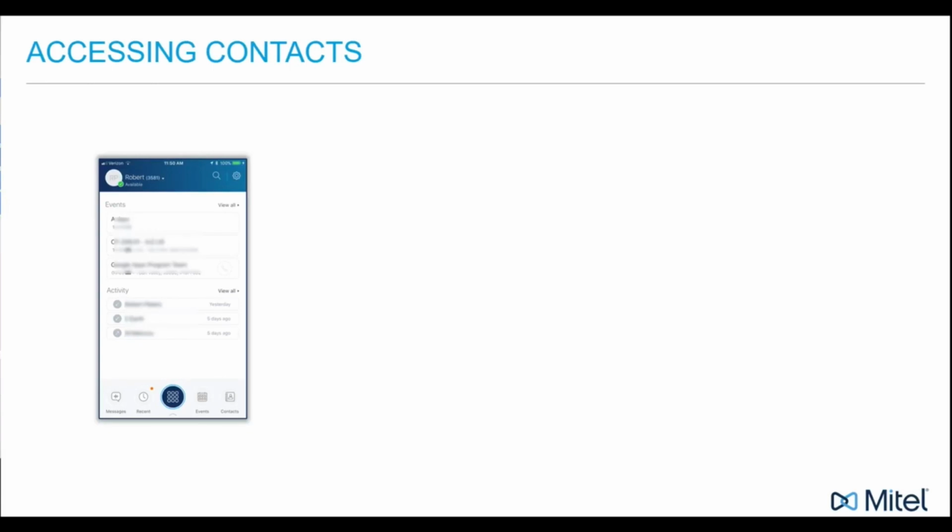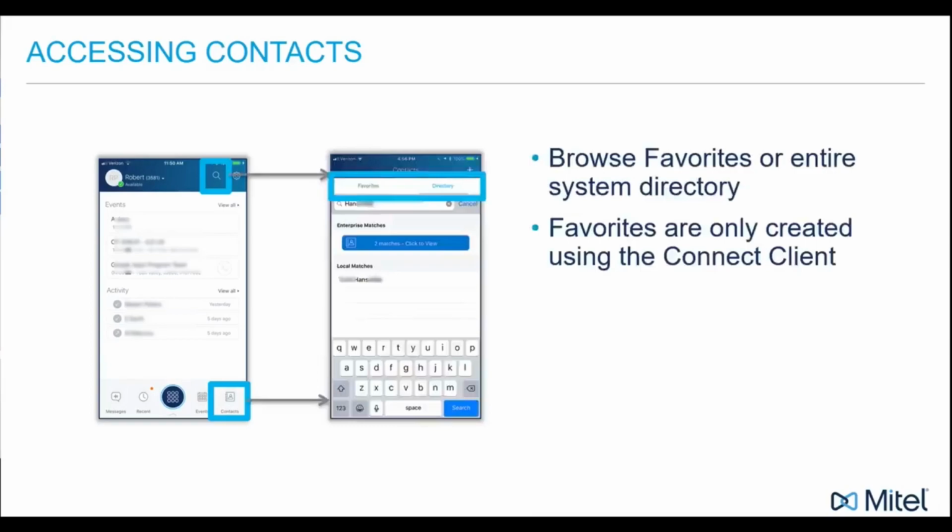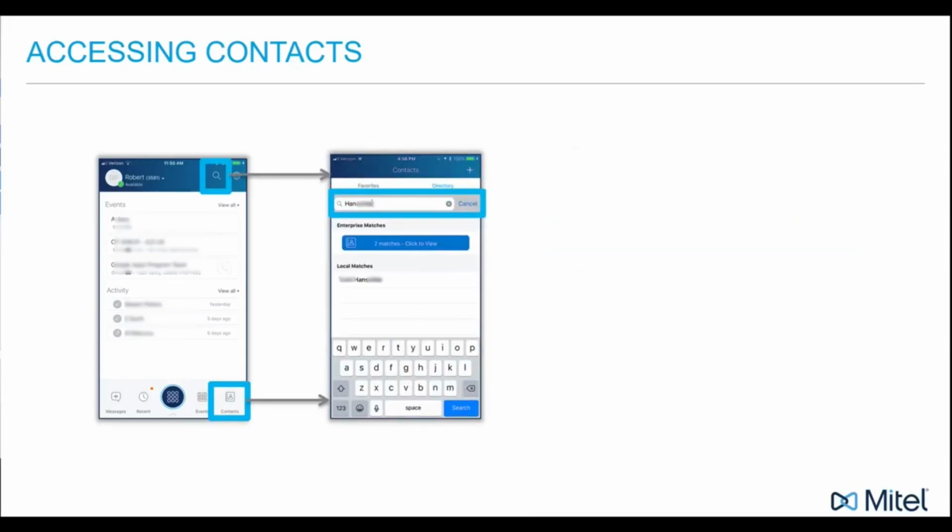Pressing on the Contacts button or Search icon will show you a listing of your local contacts. Here you can browse your favorites or the entire system directory. The favorites displayed can only be created in the Mitel Connect client. When you enter a name to search in the directory, the display shows a match in both the company directory as well as your local directory.